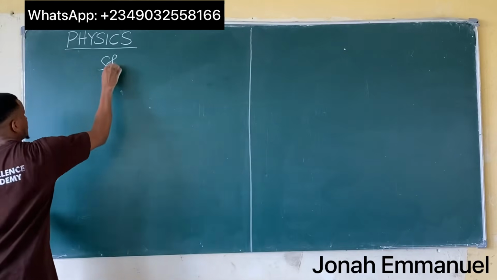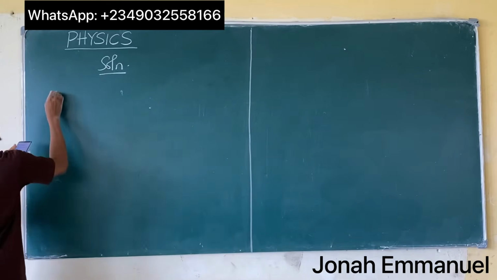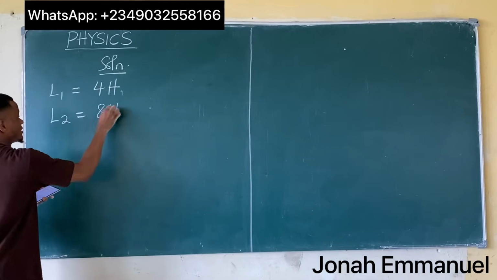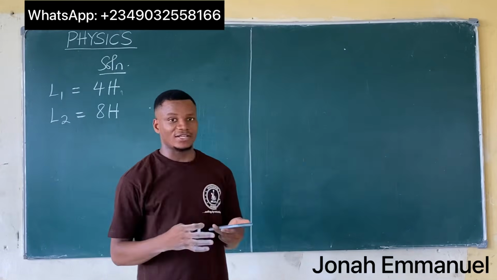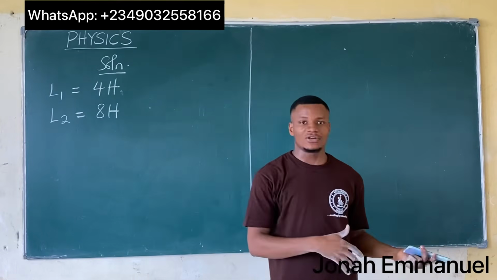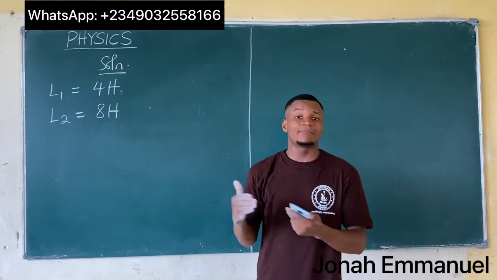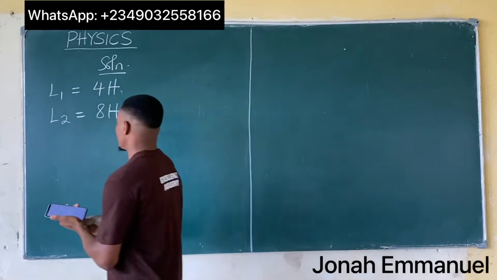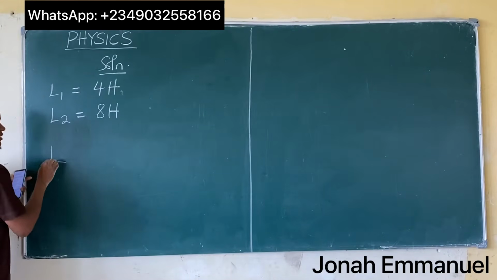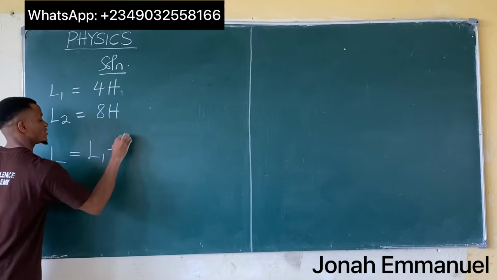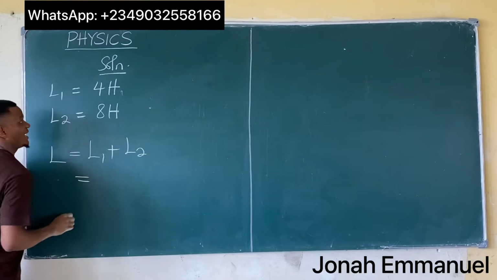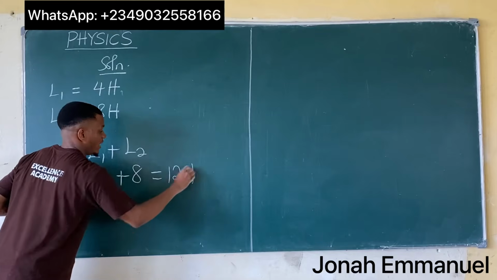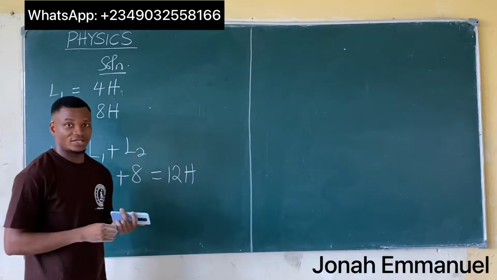My first task is to list out my inductors. I'm giving my first inductor as 4 Henry and my second inductor as 8 Henry. Now they said they are arranged in series. And we said inductors in series follow the same pattern as resistors in series. That means I'll just combine them straight up. So my equivalent inductance is simply the sum of these two. L1 as 4 plus L2, that's 8. This gives you 12 Henry. So this is my equivalent inductance.